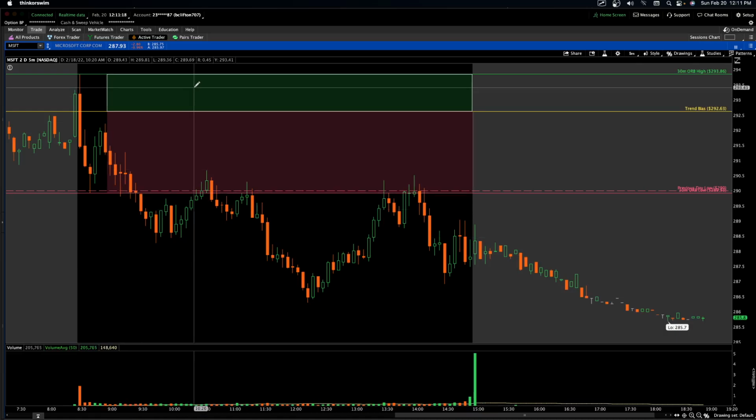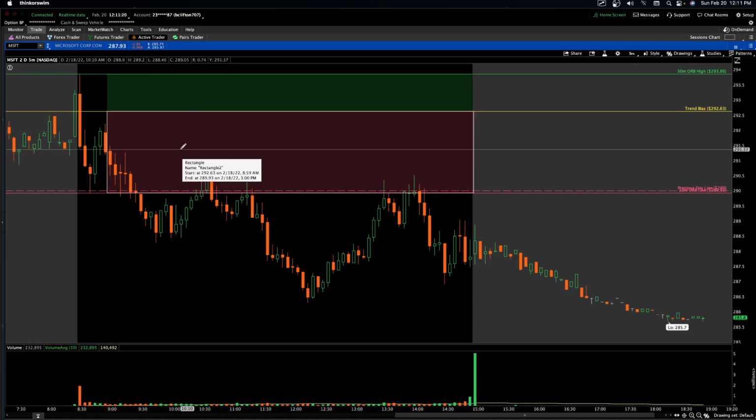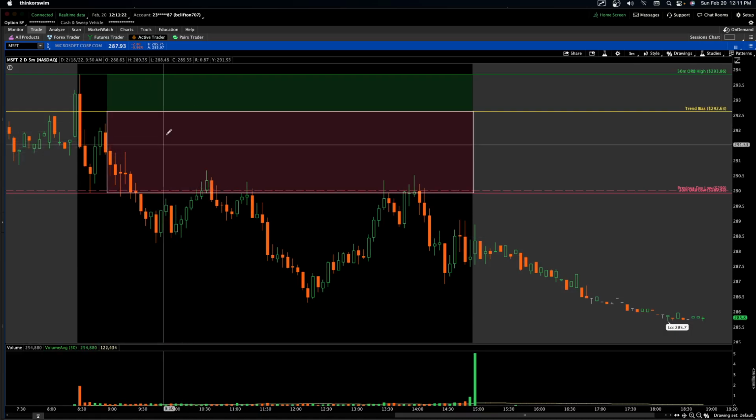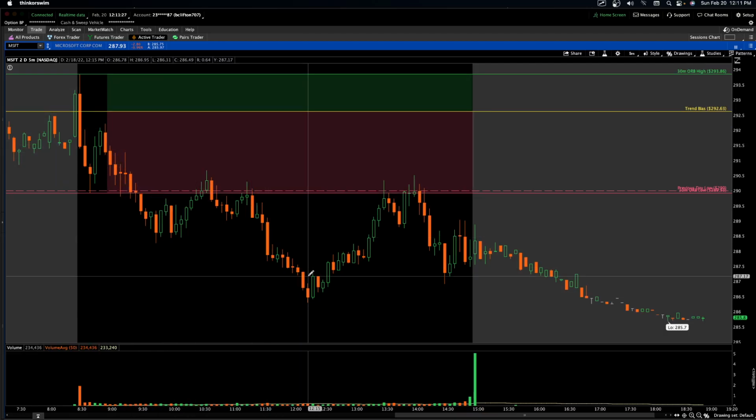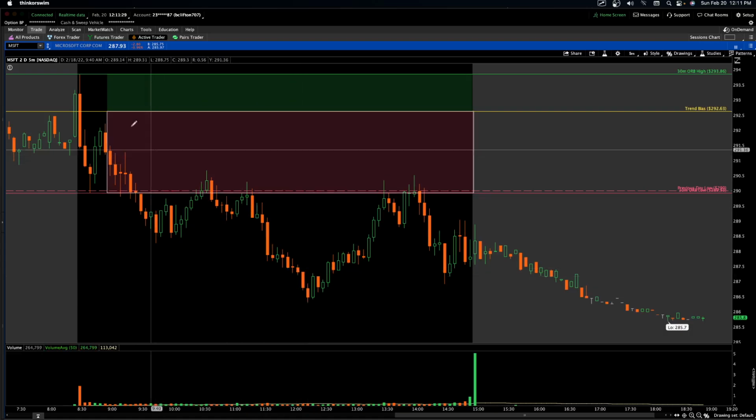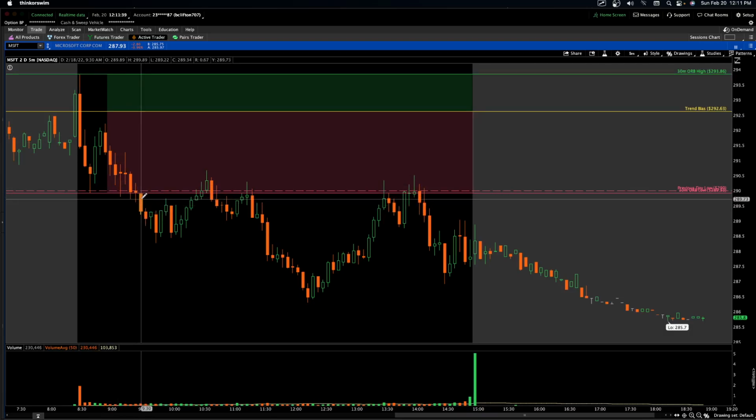And again, we have more trading below the trend bias line than we do above, so we can possibly expect the stock to move down for the day. The first 5-minute candle, or first 30 minutes, however you want to look at it, was the high of the day. Again, once we broke down, it looks like this candle here was our confirmation that we broke down.